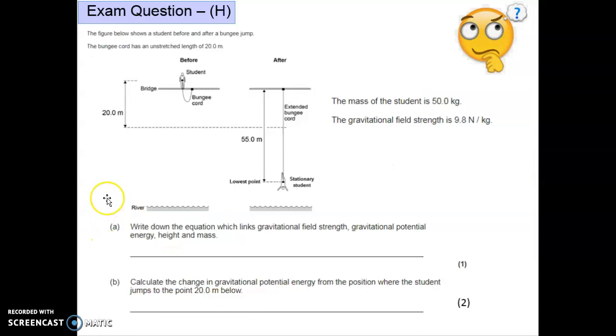All right, have a look at this question here. Don't get caught out by the values for height. Read the question carefully and have a go at it.